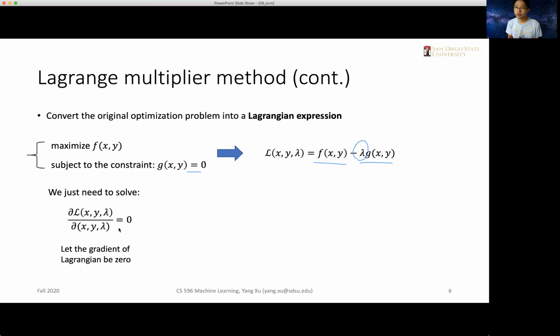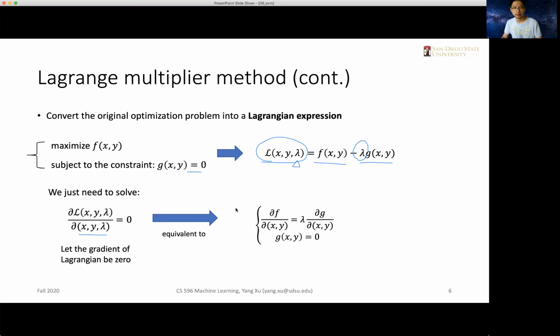We just need to take the derivatives of the new Lagrangian expression. So you can think of it as a new function, but this new function has one extra variable, which is lambda. So it has 3 variables here. And we take the derivative of the Lagrangian expression with respect to all 3 variables, and we let the gradients be 0. And this basically results in these 2 equations.